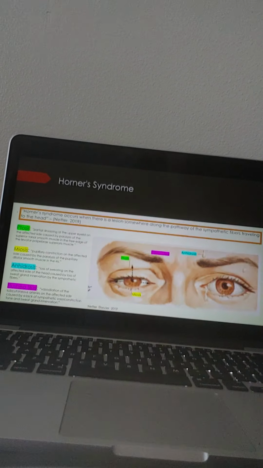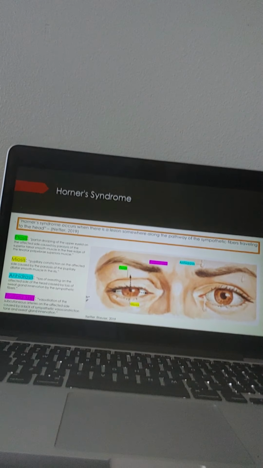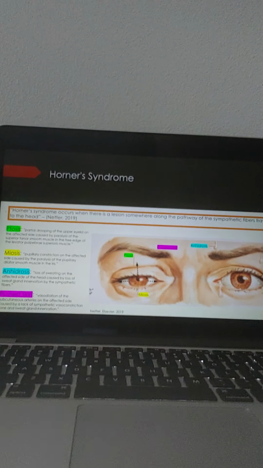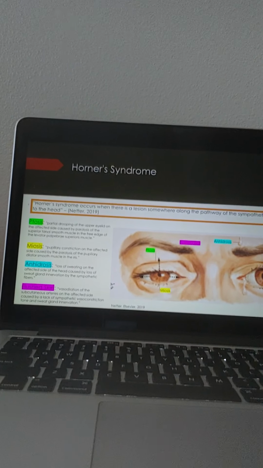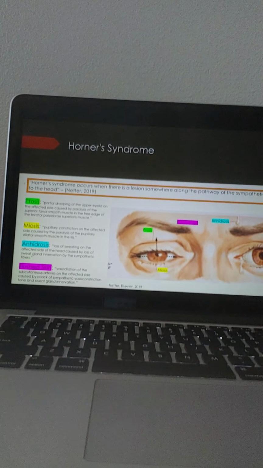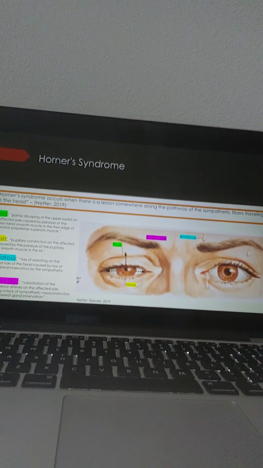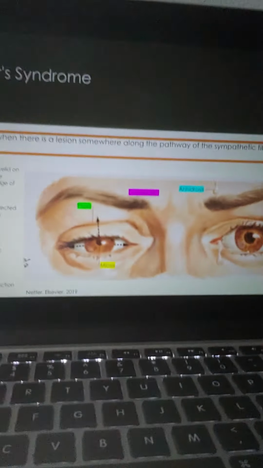Here's my slide. Next one, we are going to talk about one disease, which is a nervous system disease called Horner's syndrome. And this syndrome is caused by a damage or lesion somewhere along the pathway of the sympathetic fibers traveling to the head. And so the sympathetic fibers traveling to the head are the cranial nerves, and they are some nerves that innervate the eyes. So this will affect your eye.